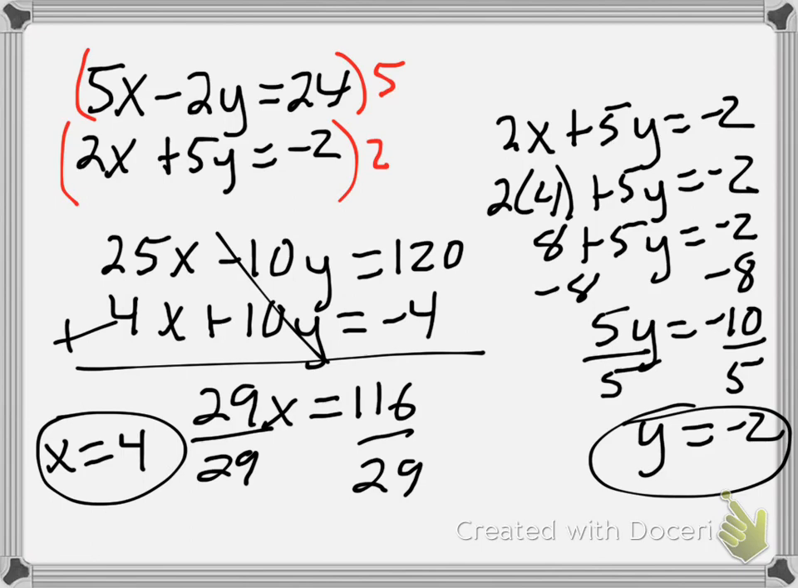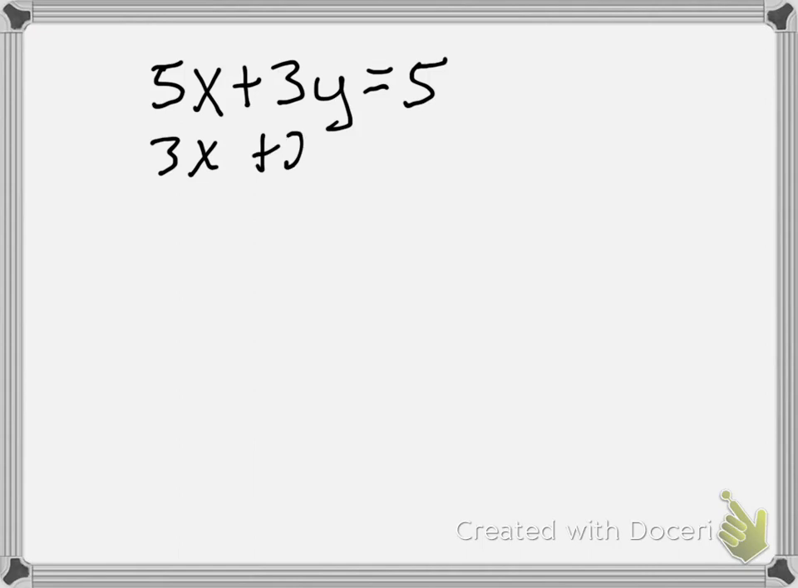Alright, since the last three all canceled out our y values, I'm going to cancel out the x's this time. Okay, so if you need anything from the screen, go ahead and get it. I'm going to clear the screen. Okay, so we're going to try 5x plus 3y is equal to 5, and 3x plus 2y is equal to 4.